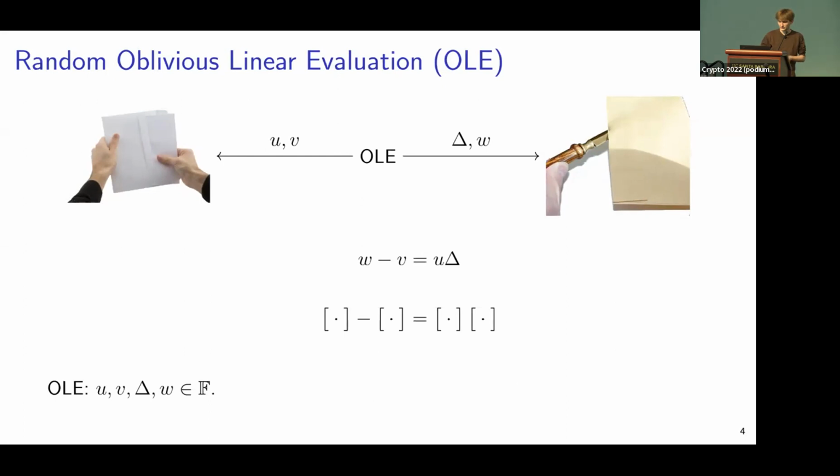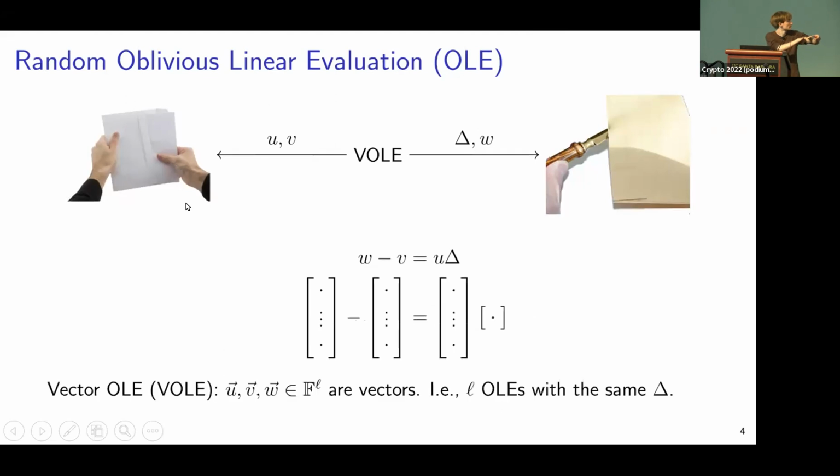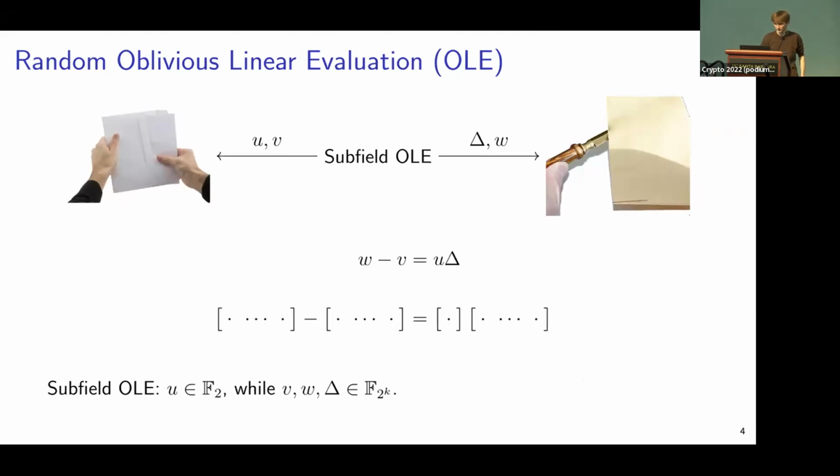Equivalently, they learn secret shares of the product u times delta. So the structure is that you have two entries in this finite field F, and they get multiplied. Next is subfield OLE. That means that w, v, and delta are in a bigger field, whereas u is still just a single bit, let's say, if that's the subfield. Another way of looking at it, if you view the larger field as a row vector, then it's a single entry times the whole row vector. The product of a single entry u times the whole row vector delta is what they get secret shares of.